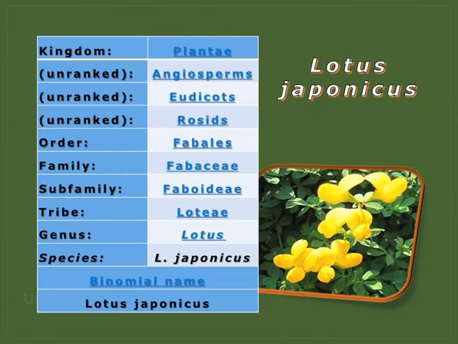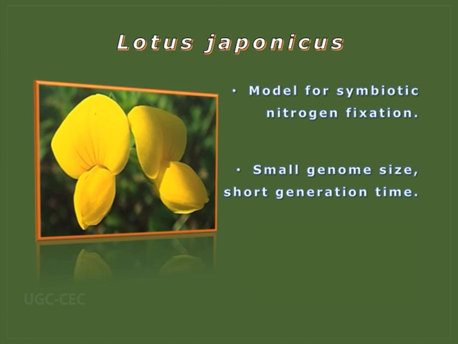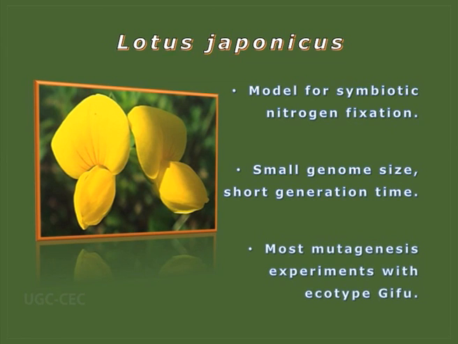It belongs to the family Fabaceae and genus Lotus, and the species is Lotus japonicus. It is a model to understand symbiotic nitrogen fixation, another remarkable discovery in the field of plant sciences. Its small size and short generation time have made it a suited member as a model plant. And most of the mutagenesis experiments are being done using Lotus japonicus.